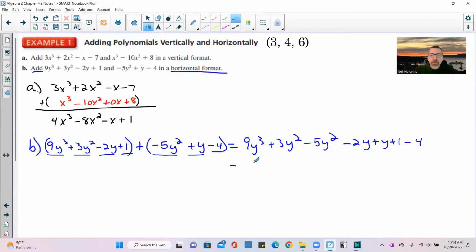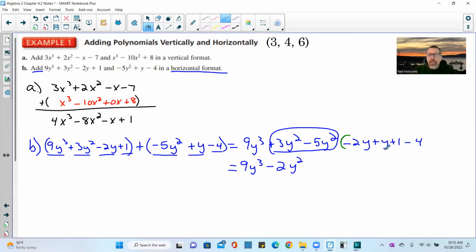And that is going to equal, since there's only one 9y cubed, I'm not adding anything to it. That just stays the same. And now I have these two terms that are both squares. So it's plus 3y squared minus 5y squared is minus 2y squared. And they're squared. The power always stays the same. And then we then have, let me change colors.